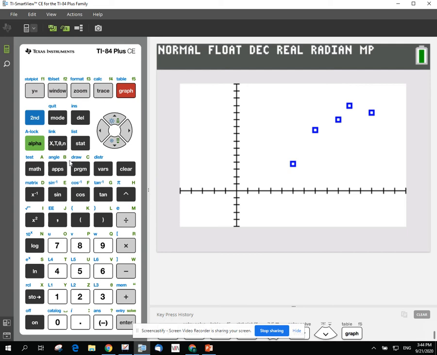Now, you don't need to see the points to do the next step. I just wanted to show you that that's what they look like. It looks like what we plotted on the first quadrant graph.